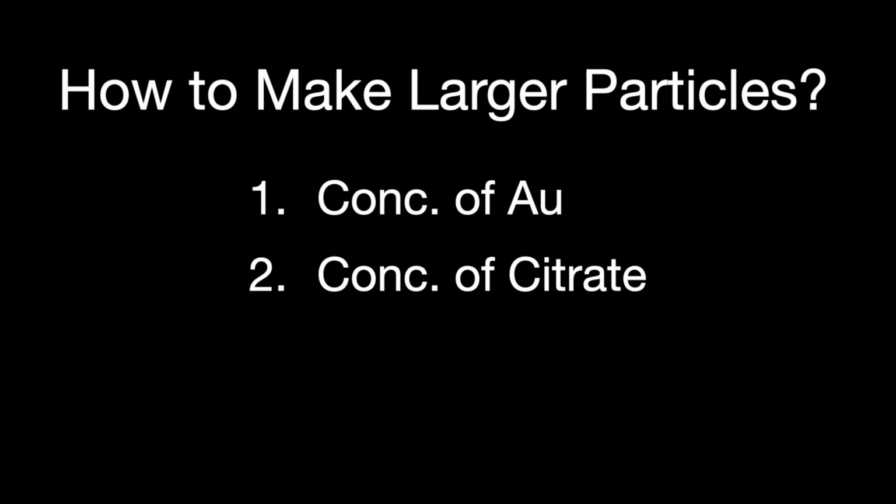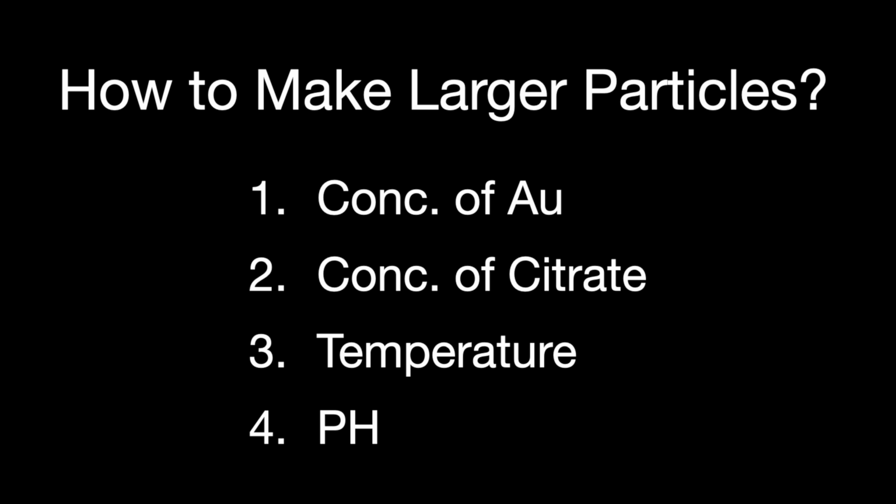So what can we change about our process to make larger particles? Well, we've got several knobs we can turn here. We could change the concentration of the gold or the citrate. We could also change the temperature or even the pH of the solutions.